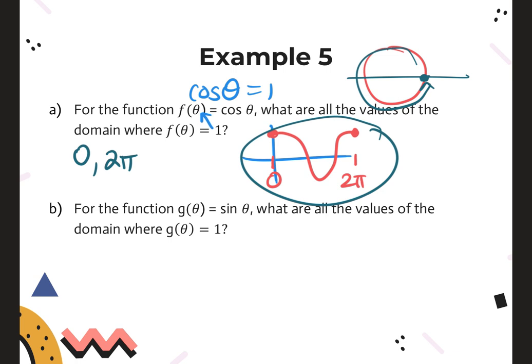All right, so B says for the function g of theta equals sine of theta, what are all the values of the domain where g of theta equals 1? What is that asking for in regular English? Where is sine 1? And sine is my y value on my unit circle. Or if we know our curve, sine starts here, goes up, and comes back down again. So there's only one time sine is 1 on my standard circle, right? And it's where? Pi over 2. Yep. Questions?